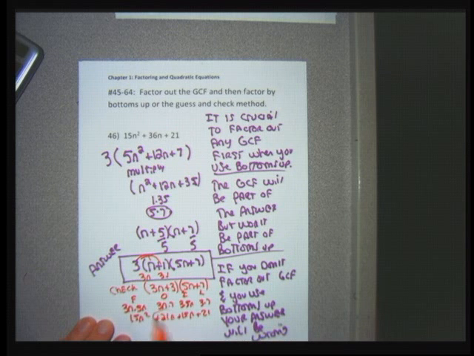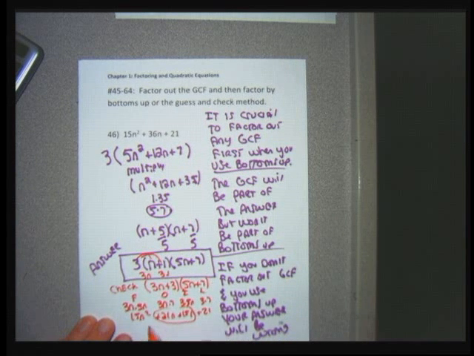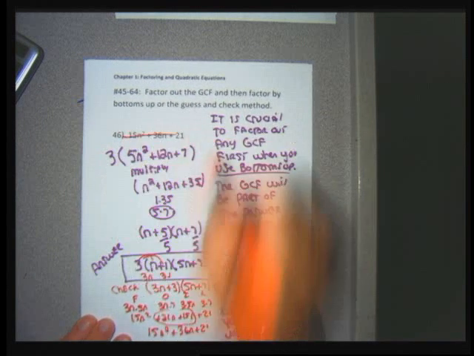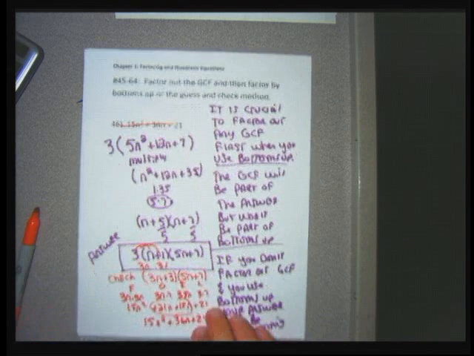The 21n and 15n give me the 36n that I needed to have. So this gives me 15n squared plus 36n plus 21, which is exactly the original problem, so I know my answer is right.